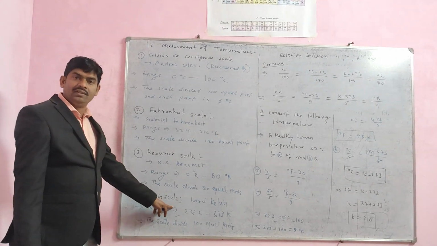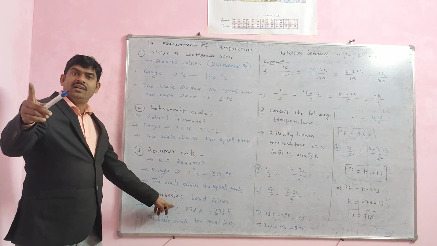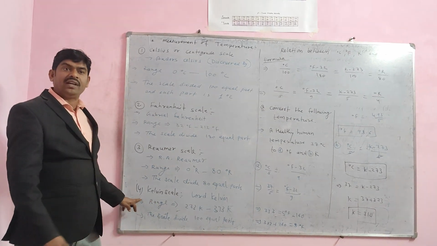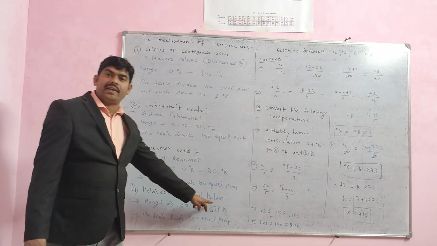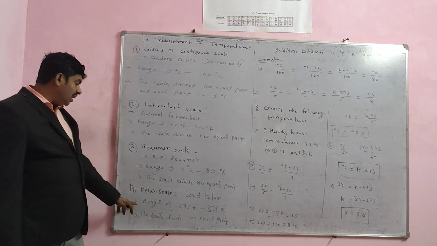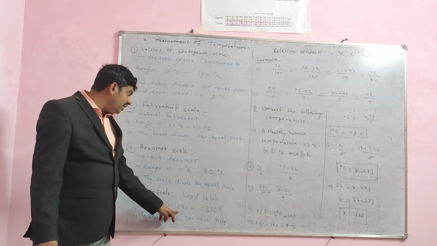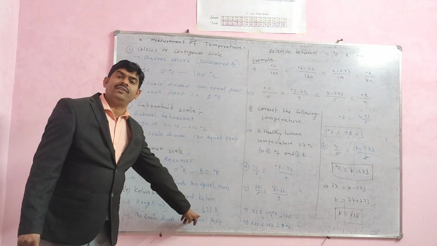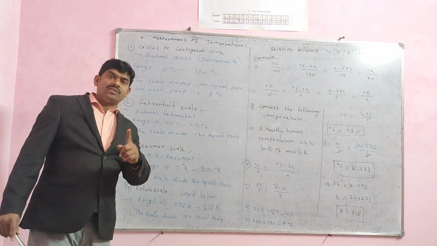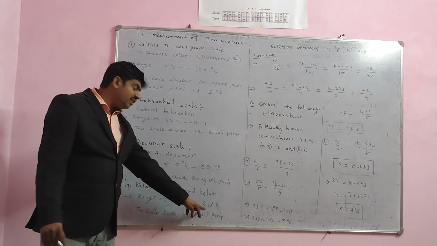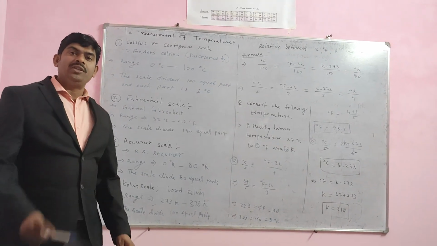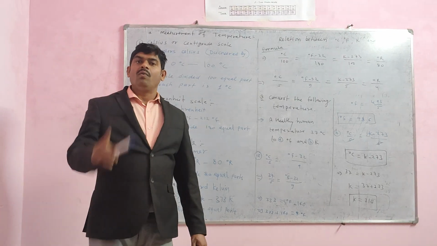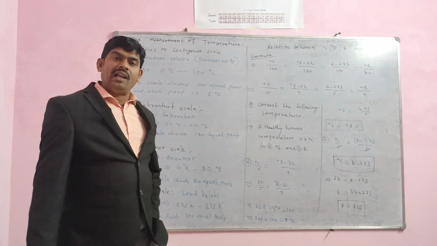Similarly, the Kelvin scale. It is the SI unit of temperature, the Kelvin. It was discovered by Lord Kelvin. The range is 273 to 373. It means between 273 and 373 there are 100 equal parts, and one part represents 1 degree Kelvin.